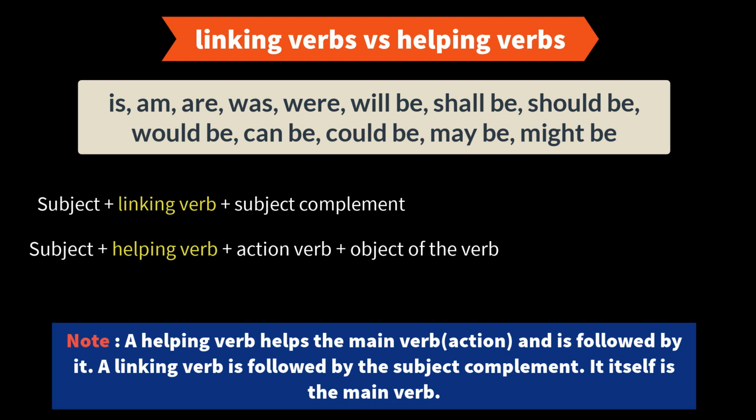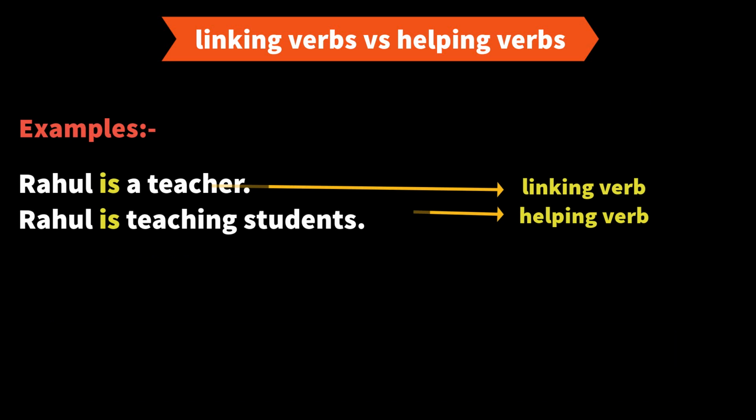Let me give you an example. Rahul is a teacher. Here is is a linking verb, right? But in the example, Rahul is teaching students. Is is not a linking verb. Is is a helping verb because it is helping the main verb teaching. Rahul is teaching students. So it's very simple to make a distinction between a linking verb and a helping verb.